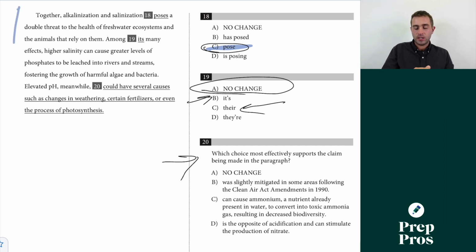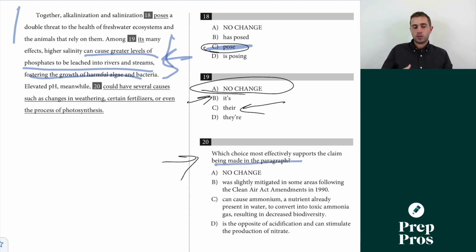So we're talking about the double threat. We're talking about the negative effects here of higher salinity, right? We're talking about how it can cause all of these specific effects. Elevated pH, meanwhile. So we want to be looking for something similar, because the claim of this paragraph is talking about the negative effects of alkalinization and salinization. pH could have several causes such as changes in weathering, fertilizers, or even the process of photosynthesis. It's talking about the causes, not the effects of it. So I can tell that A is wrong.